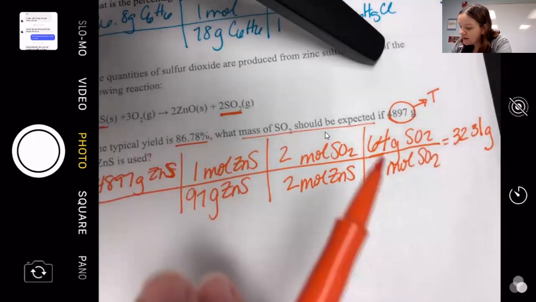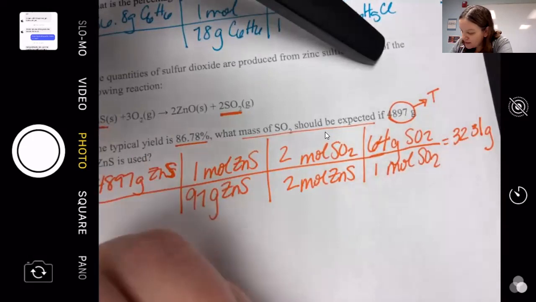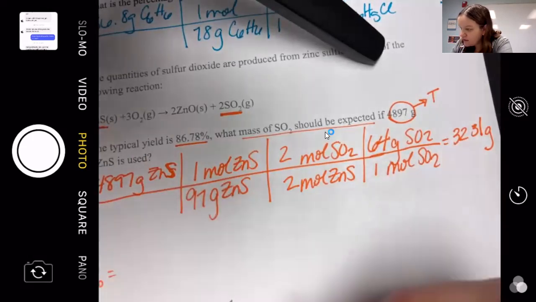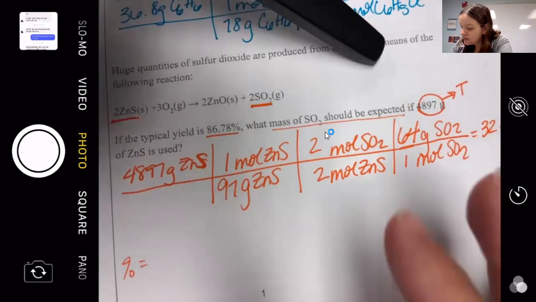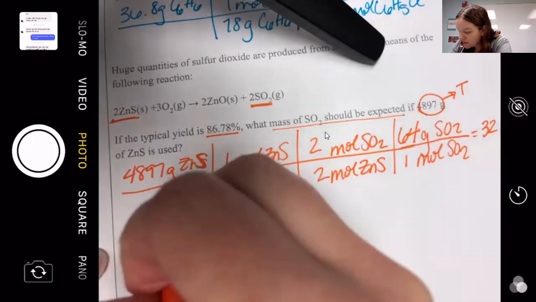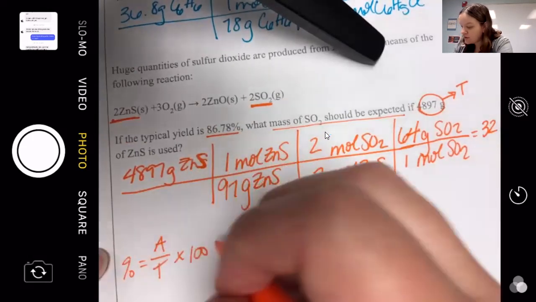So now we have to think a little bit. Remember, my percentage yield is equal to actual over theoretical times 100.